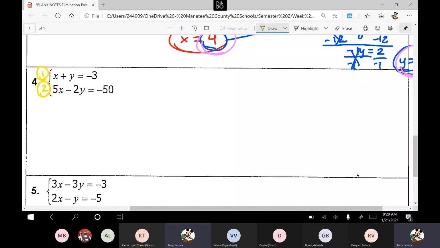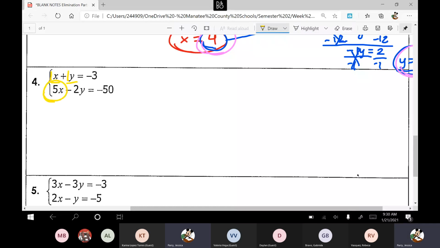And for this one, our first equation has the coefficient of an invisible 1, and actually both the x and the y have a coefficient of an invisible 1. You can eliminate either one of these, but for this one, let's eliminate our x values.